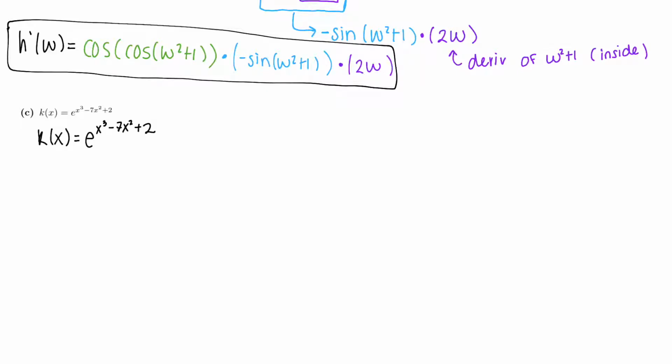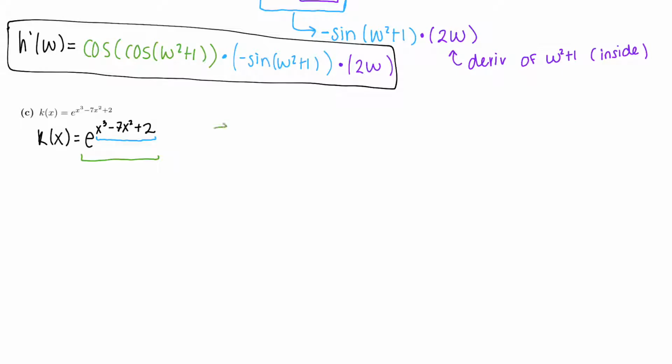So you can read it a little better. The original function is k of x equals e raised to the x cubed minus 7x squared plus 2. We have an outside function and then the inside function. In this case, when you have e raised to whatever, the inside function is going to be that exponent.